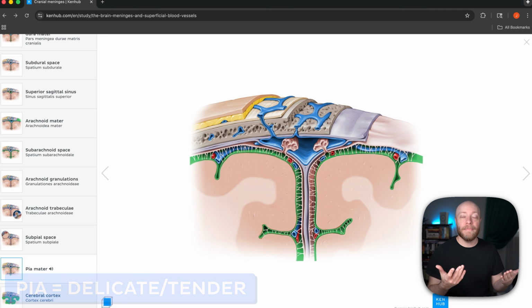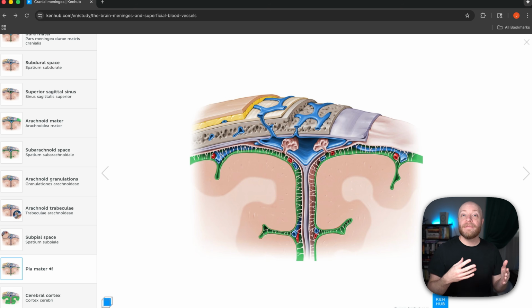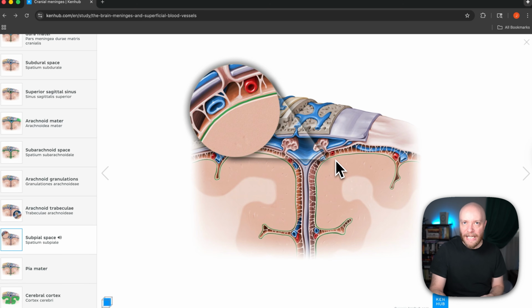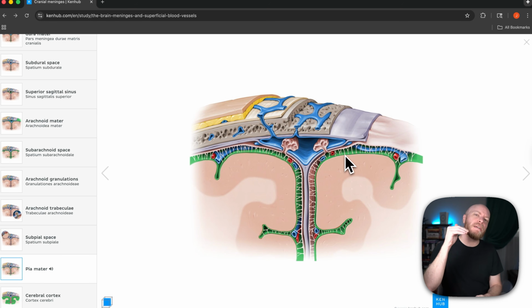So this is the delicate mother. This is made of loose connective tissue, and this loose connective tissue, among other things inside of there, is very, very delicate, right? There's a reason why we call this the tender, delicate mother. This is on the surface of the brain, essentially, because the only thing between the pia and the brain is that subpial space, right? Where you may have a little bit of fluid here and there, but this is, again, just a potential space. So you can essentially think of the pia being directly in contact with the brain itself.